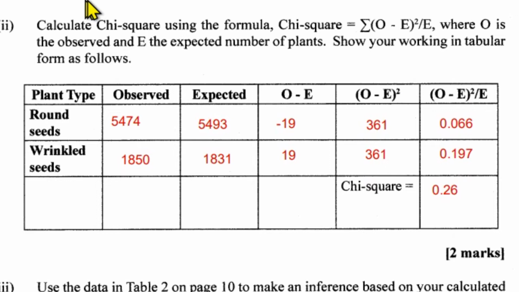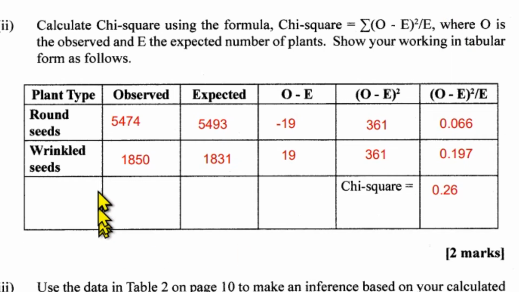So part 2, calculate chi-square using the formula: chi-square is the sum of the observed minus the expected, squared, divided by E, where O is observed and E is expected. Show your working in tabular form as follows. So don't get frightened when you see all of this. It is not that bad.